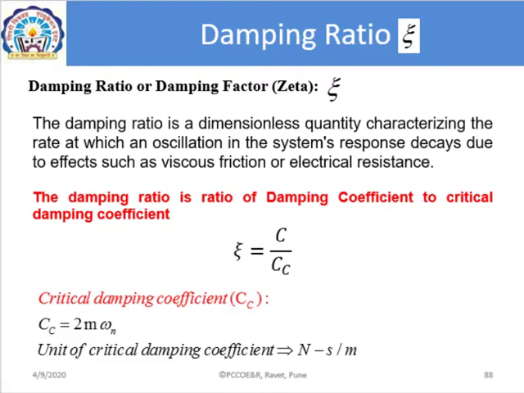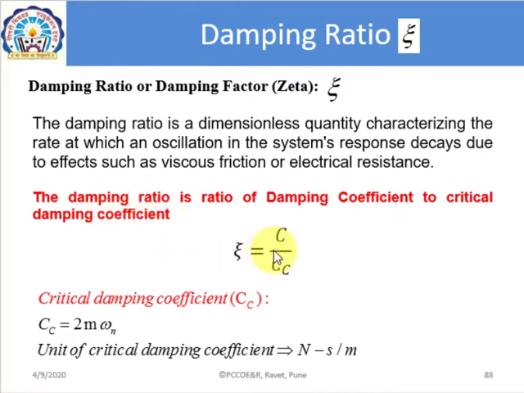Now let us try to understand some definitions. A damping ratio, or damping factor, is also called zeta, symbolically represented by the symbol zeta. The damping ratio is the dimensionless quantity characterizing the rate at which the oscillations in the system's response decay due to effects such as viscous friction or electrical resistance. In other words, we can define the damping ratio as the ratio of damping coefficient to the critical damping coefficient.